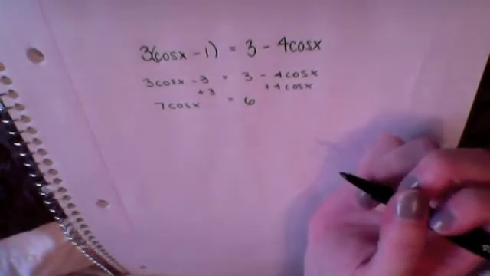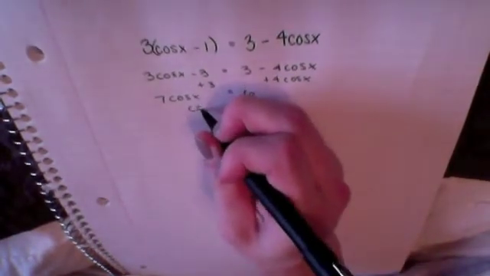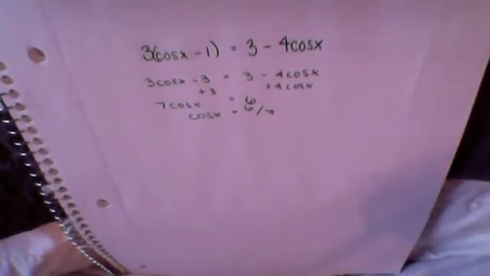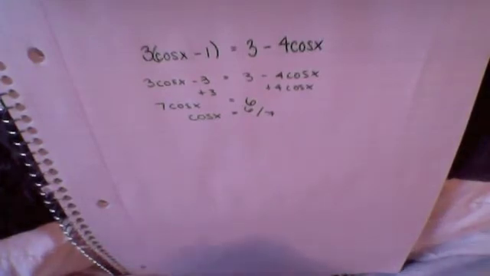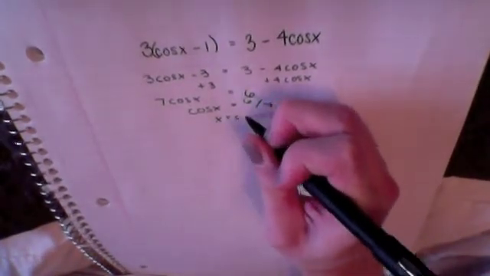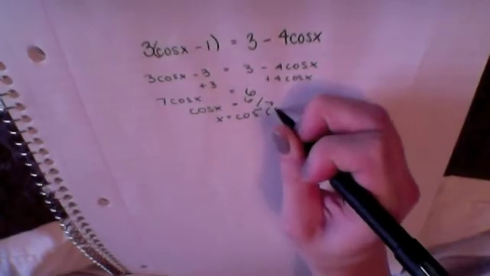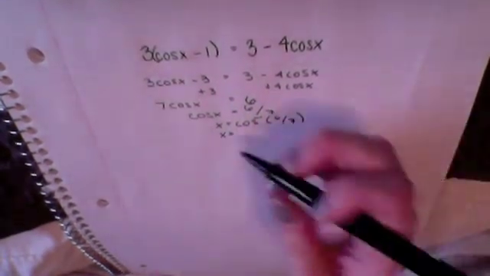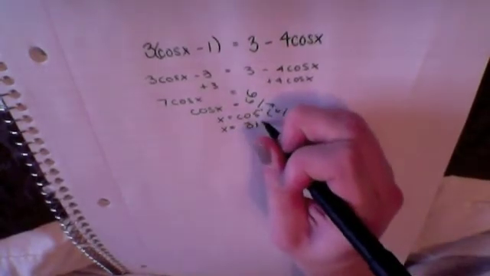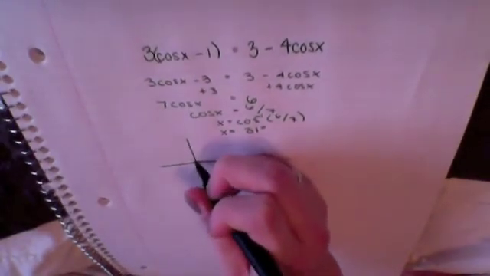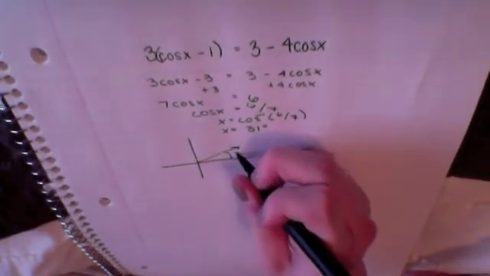To isolate my cosine, I'm going to divide both sides by 7. So cosine of x is equal to 6/7. This is when you start to recognize, okay, this is definitely not one of my unit circle values. So to get x by itself, we'll take the cosine inverse of both sides. Depending upon what mode you are in, I'm going to put myself into degree mode. This is going to be actually 31 degrees. Okay, so it's over here, 31 degrees.